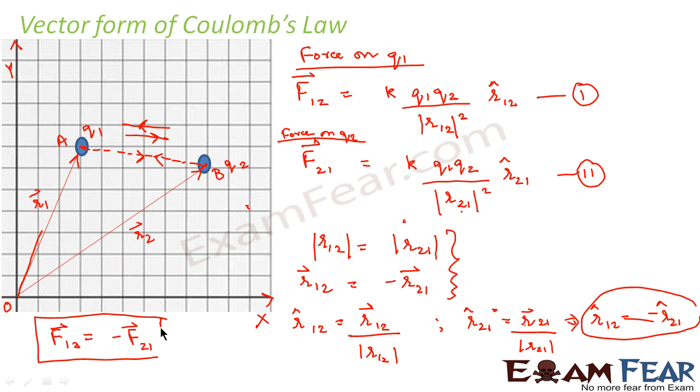That means the force on 1 due to 2 is equal to the force on 2 due to 1 but opposite in direction. So that is what we conclude from the vector form of Coulomb's law. Because when we talked about it in vector form, we came to know about the direction as well. Because magnitude wise, force on 1 due to 2 is equal to force on 2 due to 1. But when we compare the direction as well, the direction is opposite. Right? So this is what we concluded.